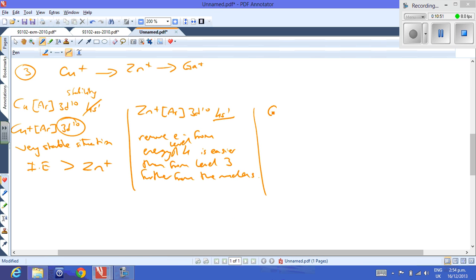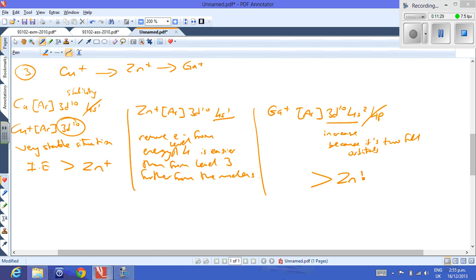Gallium's ion, Ga+, is going to be everything as far as argon, 3d10 4s2, and then the p orbital in this case has been emptied, so the 4p orbital has been emptied. So then you have 3d10 4s2, which accounts for the increase again because it's two full orbitals, which of course are very stable, so therefore it takes more energy than the zinc+ situation, this situation versus that situation.